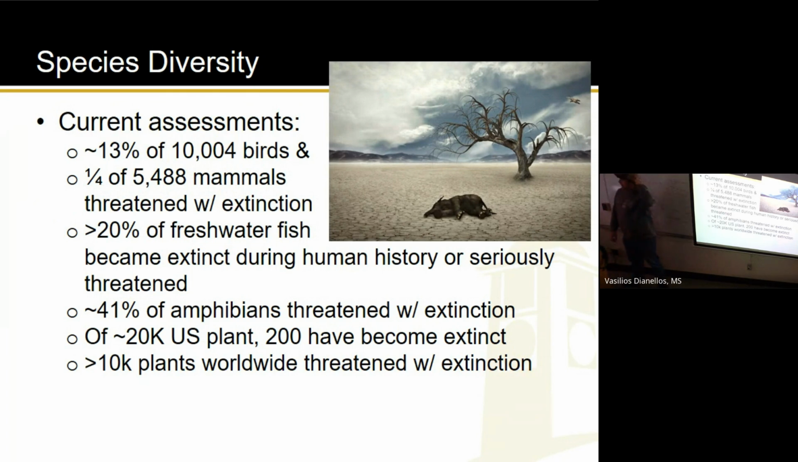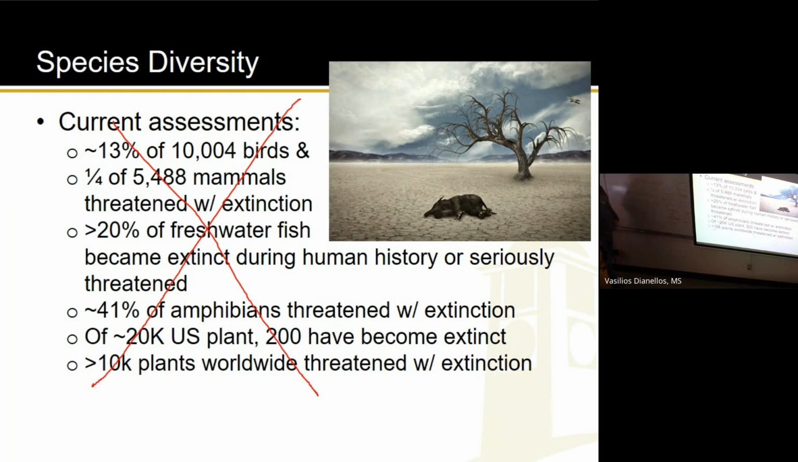Anyway, here are some more current assessments. Again, I'm going to put an X on this because I don't think I'm going to ask you these specific numbers. And again, I'll remind you, you can look these things up for independent work. As an example, according to your PowerPoint, about 13% of the 10,004 bird species and about 1/4 of the 5,488 mammal species are now threatened with extinction. That's what I'm telling you; at the time of publication, that was true. So you can look that up, right?